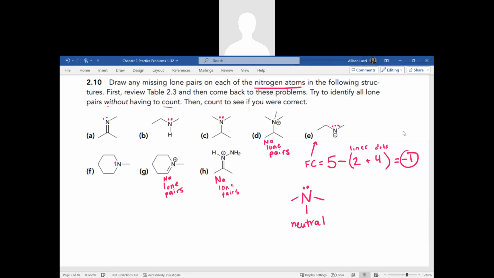So if you're unsure if you were correct with your quick analysis without having to count, you can always do a formal charge calculation like this.